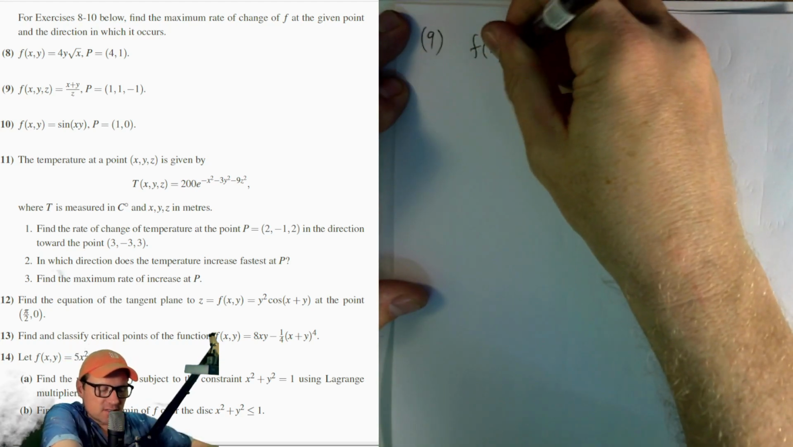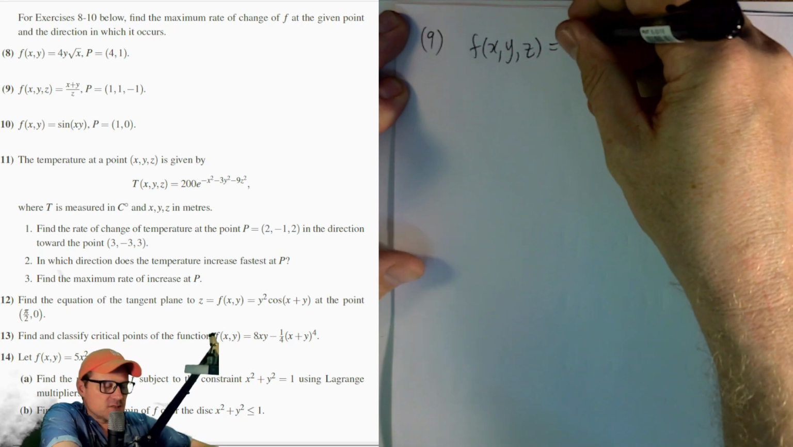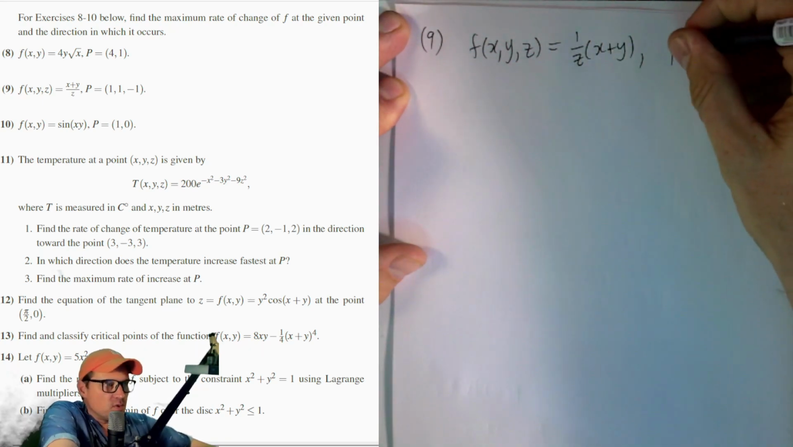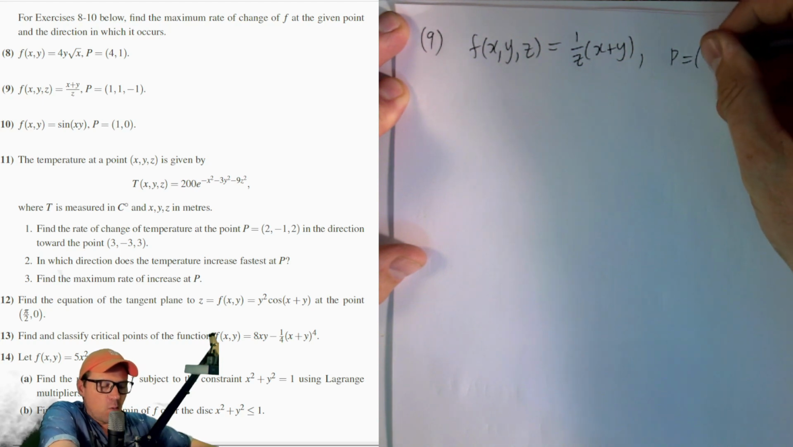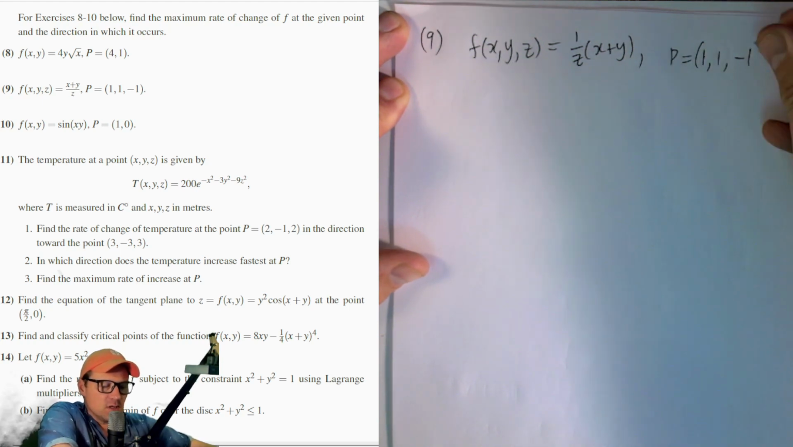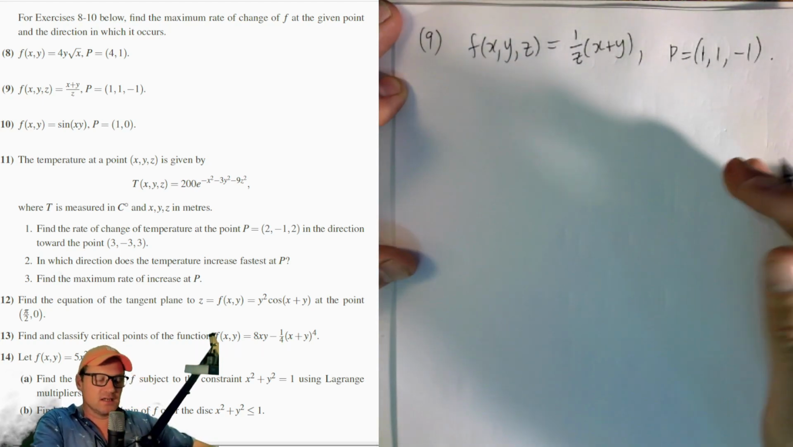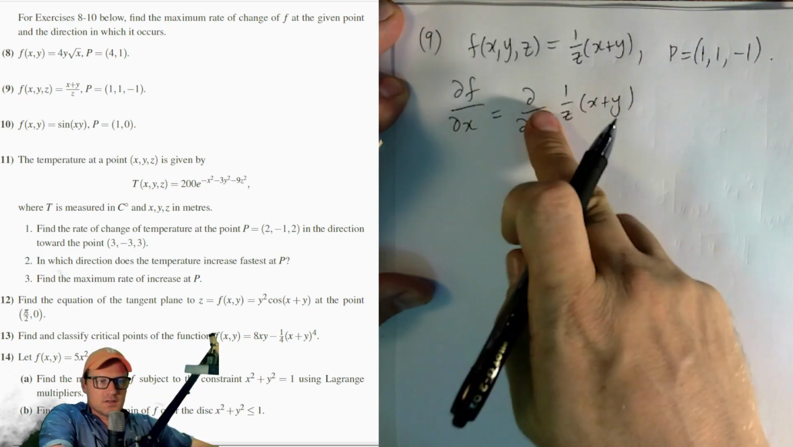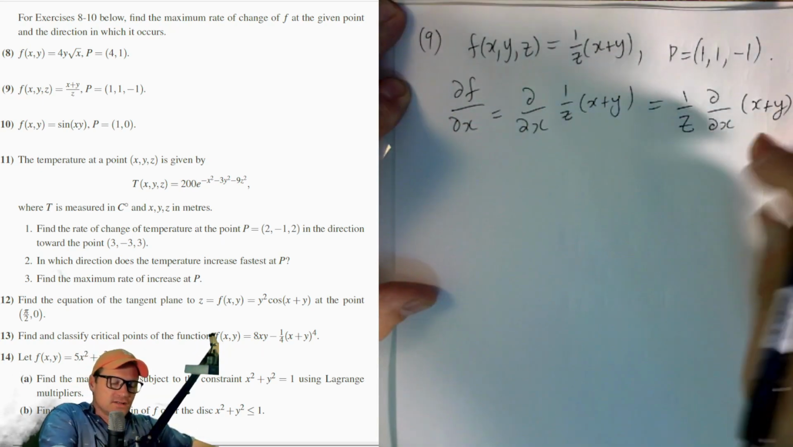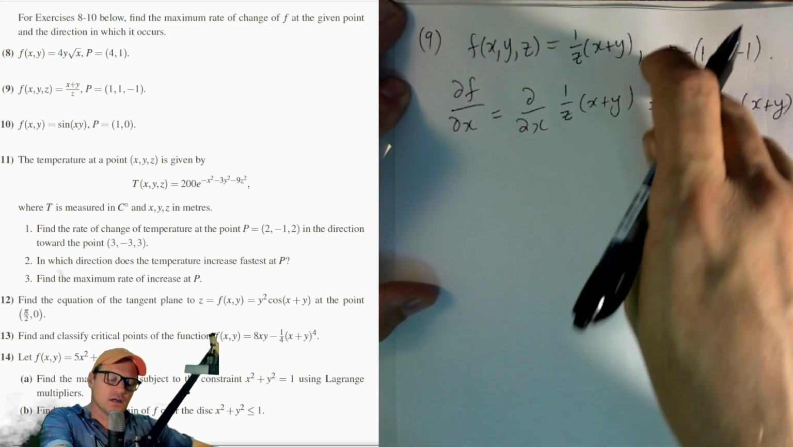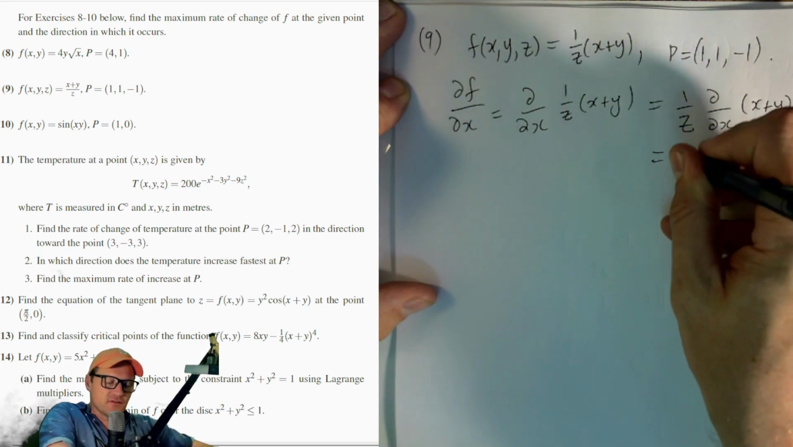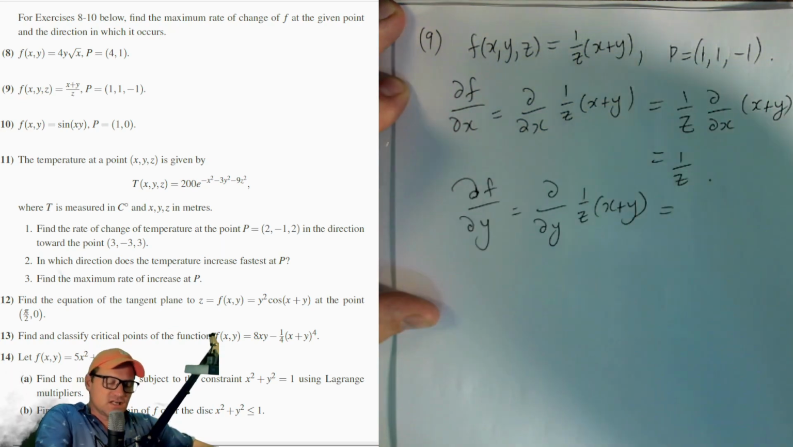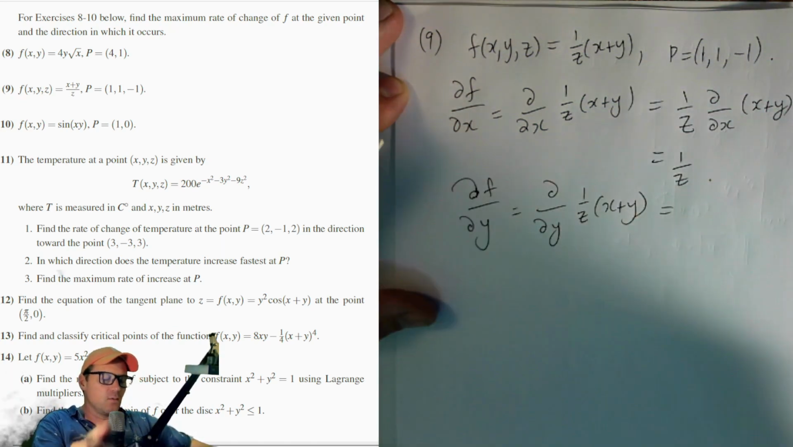We have a function of x, y, and z, and so we can express this as 1 over z times x plus y, and then the point P is the point 1, 1, minus 1. All right, so we know we're going to need fx, fy, and fz, so let's calculate. So the 1 on z can come out the front, and so for this, we just get 1, and then times 1 on z, so 1 on z for that. Okay, differentiating with respect to y, similarly, we're going to get 1 on z.